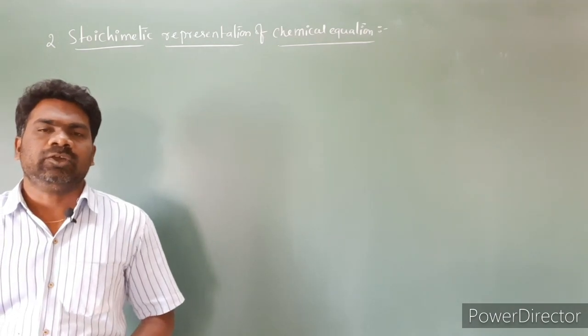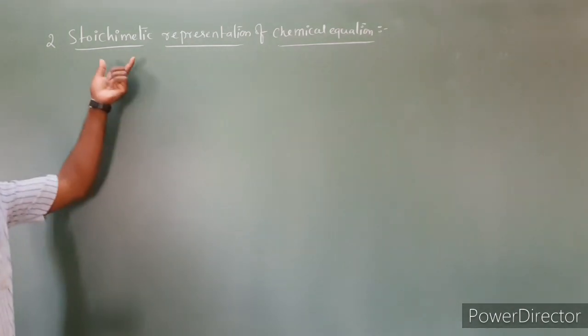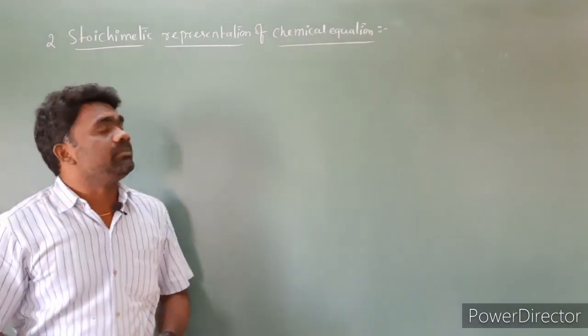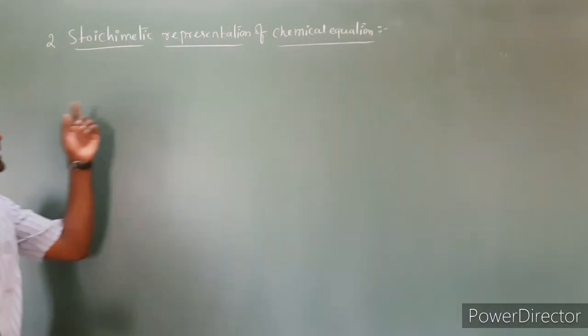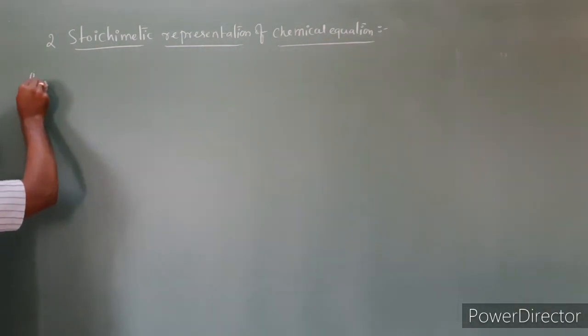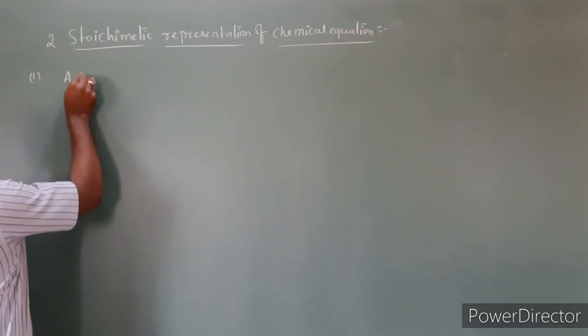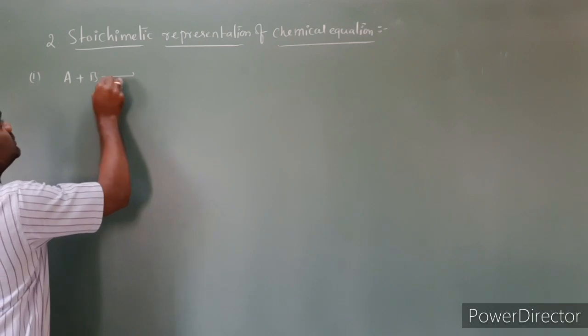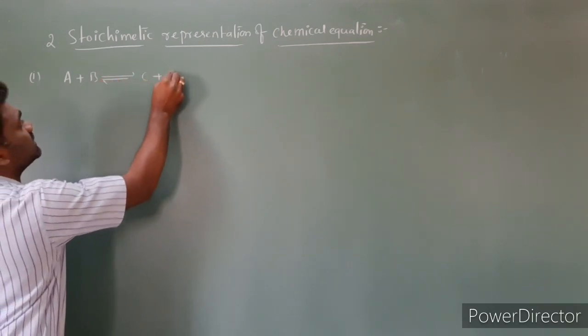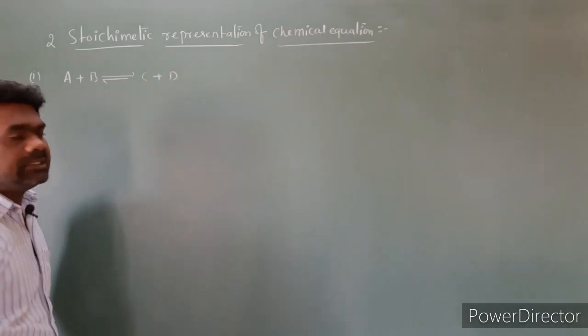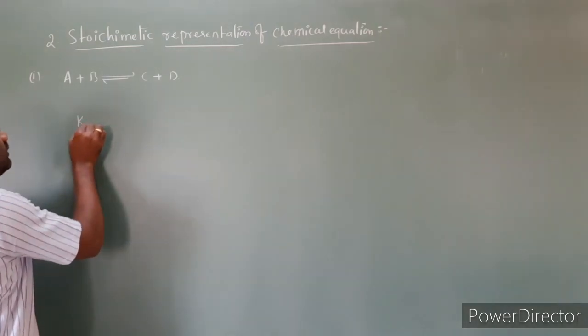Next, the value of equilibrium constant depends on stoichiometric representation of a chemical equation. So this is the second one. In the first one, I took a general reversible reaction, A plus B gives rise to C plus D. For this case, we have written Kc.